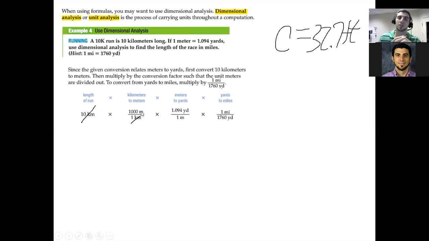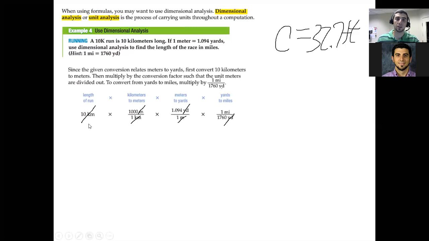And since meters is in the numerator of the previous fraction, I want to have meters in the denominator. So it's 1.094 yards divided by 1 meter, and then the meters will cancel. Finally, I want to use the conversion factor that 1 mile equals 1760 yards. Again, I want yards in the denominator because I want to convert from yards to miles, so that the yards cancel out.